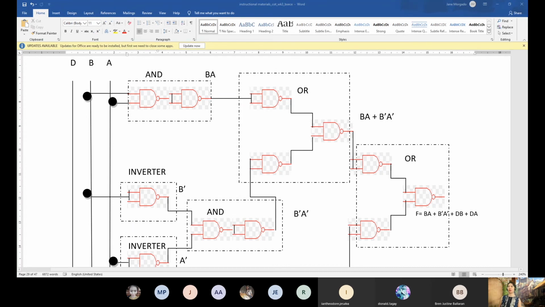Universal gates. Let's say you want your circuit to be more flexible. Let's say you only want to implement the circuit using just NAND gates only. So it will give you flexibility. But we're not yet finished, so this is just an initial conversion.